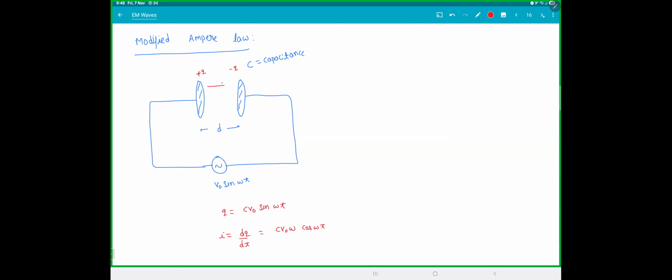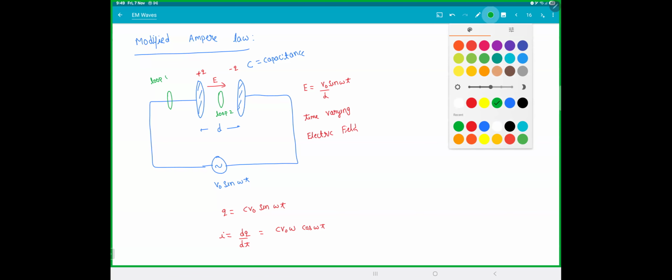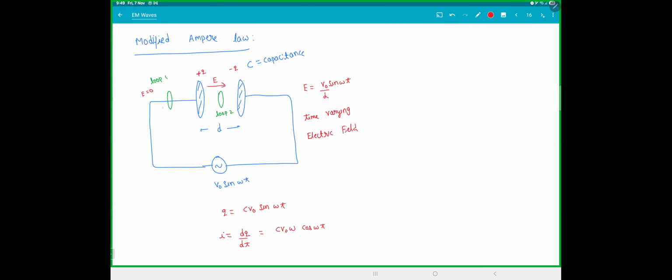And because of the charge, you also get electric field between the plates, which is V naught sine omega t, potential difference by d. And you can clearly see this is a time varying electric field. So the electric field between the plates is not constant, it is time varying electric field. This is the story. Now then what they did, they took two loops, loop 1 and loop 2 between them. In loop 1, the electric field is 0, but there is a current passing. The current I is passing through the wire. In loop 2, there is an electric field, but there is no current.